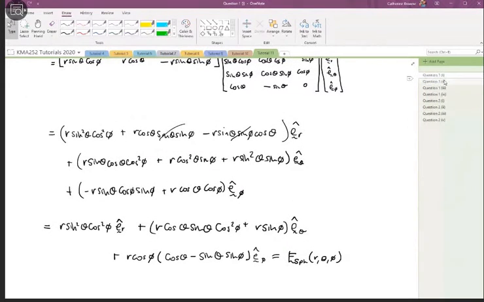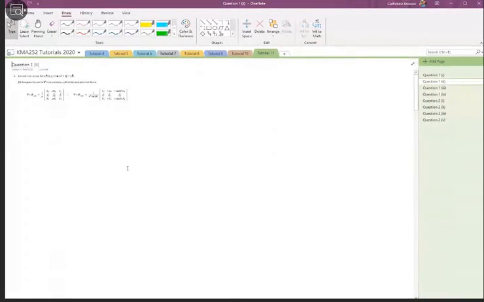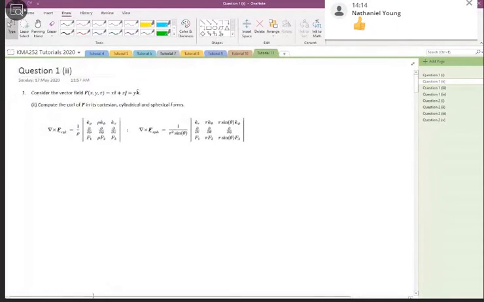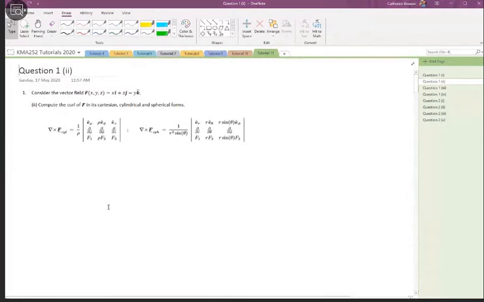Did anyone have any questions about that at all? The next part of the question, we're going to compute the curl of the vector field now in Cartesian, cylindrical, and spherical forms. So the curl in Cartesian is simply, so I don't think you've been given the Cartesian form of this, but it's pretty simple. I'm sure you've seen it in your lecture notes tons of times. So, yeah. I figured as much.